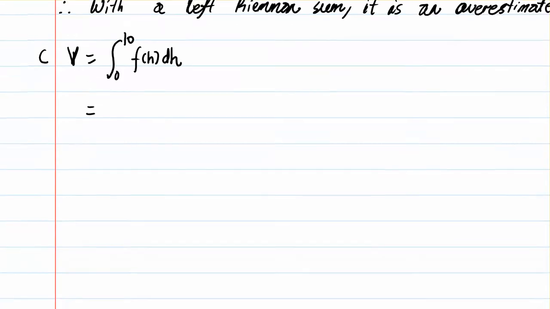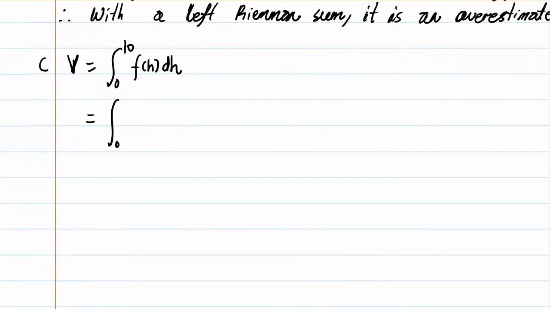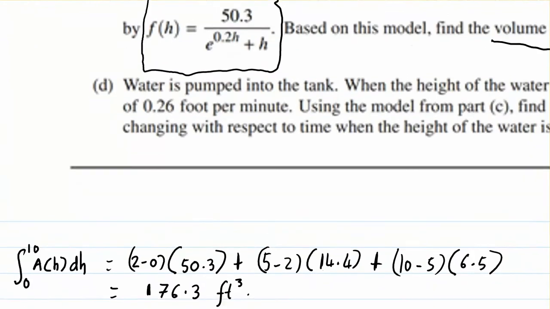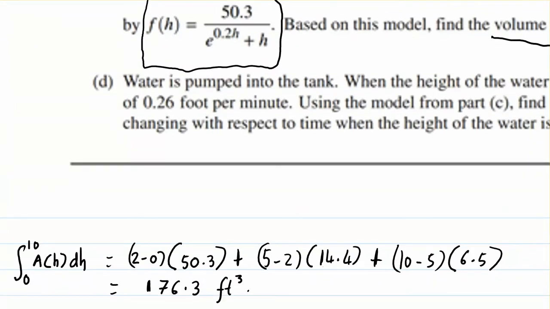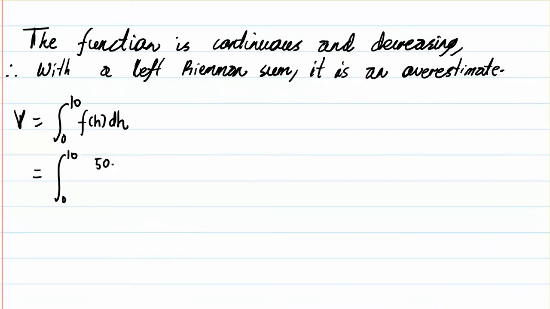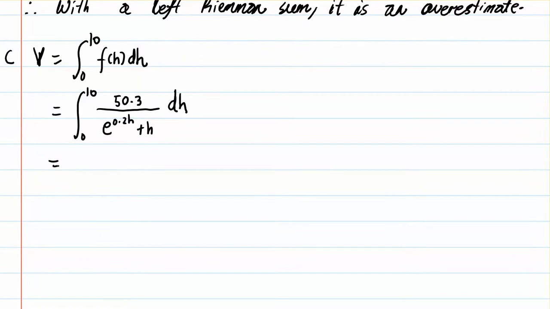And so this is simply the integral from 0 to 10 of the function given, 50.3 over e to the 0.2 h plus h, dh. And again, we're very thankful because this is the calculator section, and if we plug this in correctly, we should get 120.6.